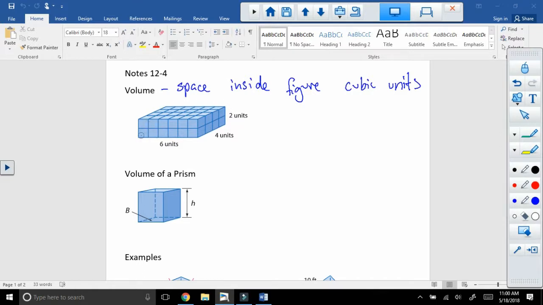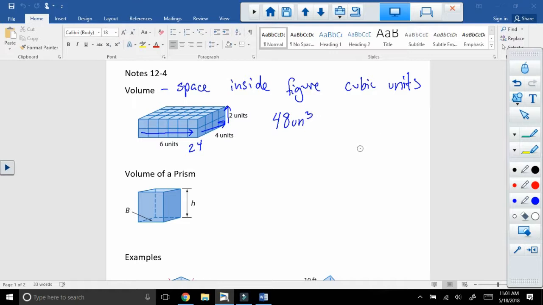So for this rectangular prism, the cubic units would be, well, there's 6 across this way and 4 back this way. So how many would be on that bottom row? 24 would be on that bottom row, correct? 6 by 4. And then how many rows of those do you have? 2. So how many cubic units would be 48? Oops, units cubed.